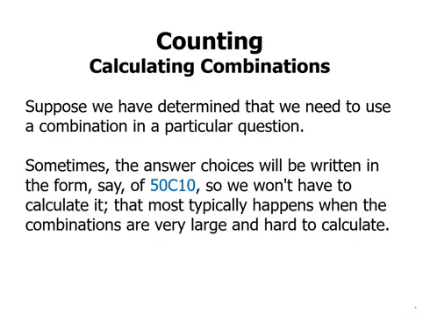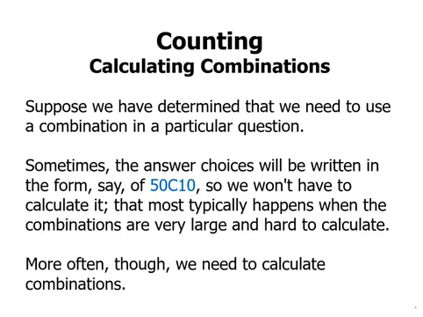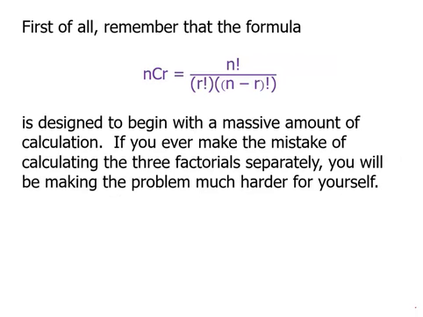Now I'll say that sometimes answer choices will be written in the form of, say, 5 choose 10. So we won't actually have to do the calculation, and that typically happens when the combinations are very, very large. The test will just list answer choices in that form, something choose something, and we don't have to do any calculations. We simply have to recognize. More often, though, we do need to calculate combinations.